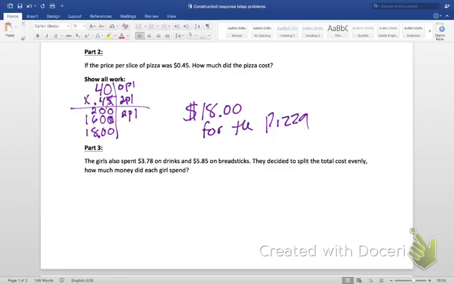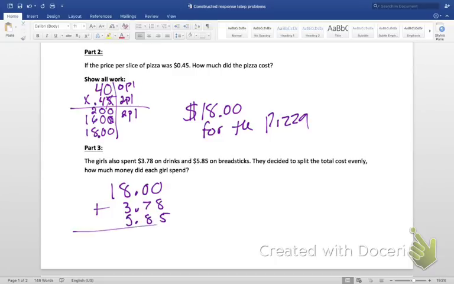All right, let's go down to part 3. The girls also spent $3.78 on drinks and $5.85 on breadsticks. They decided to split the total cost evenly. How much money did each girl spend? Now, I'm going to be honest with you, there's kind of a trick in this, so you have to be careful. Now, remember, they paid for the pizza, which was $18. They also paid $3.78 for the drinks and $5.85 for the breadsticks. So what are we going to do? Well, we need to find the total cost before anything. So let's add the $3.78 and the $5.85.